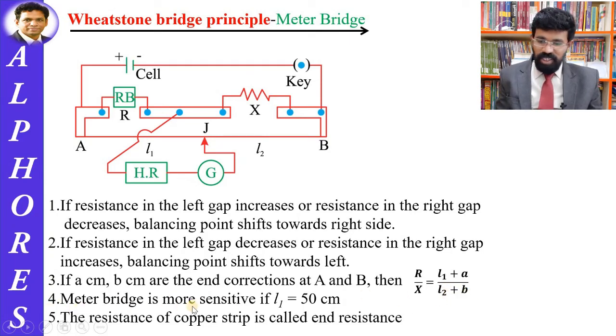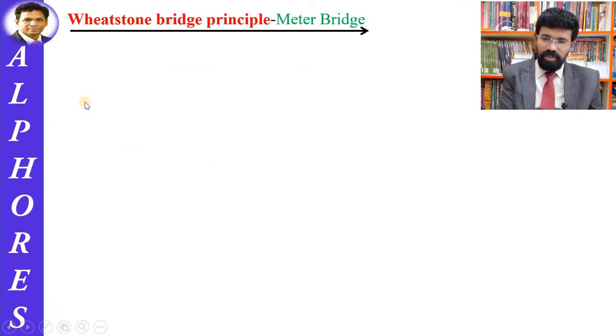The other one is, meter bridge is more sensitive if L1 is equal to 50 centimeters. Sensitivity in the sense, I told you in the previous session also, there will be a very quick response from the circuit. In the galvanometer, you will be able to see the deflection very quickly, provided L1 is 50 centimeters. Now, the resistance of copper strip is called end correction. Just now I told you, whatever resistance is offered by this copper strip and this copper strip, that is called end correction. Okay, so this is about meter bridge.